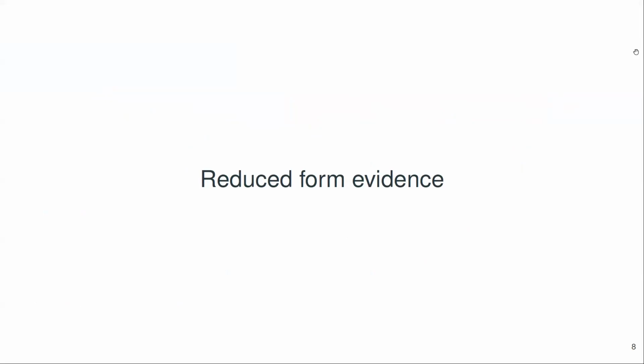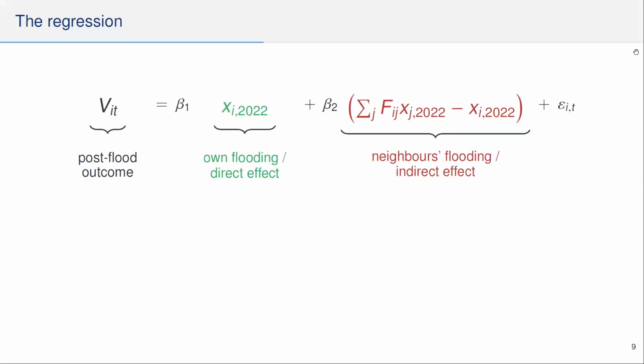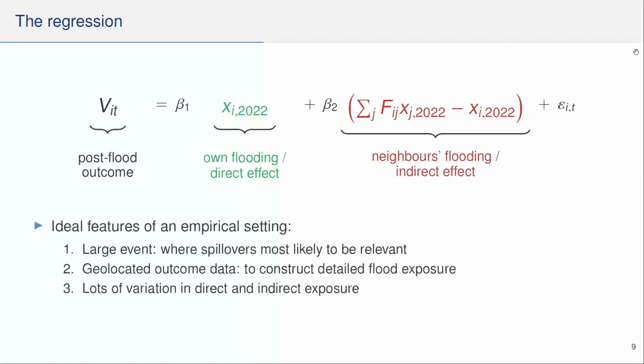What I'm going to do is I want to see if you run a regression of your own direct flood exposure and then the model-derived flood exposure, whether that matters for welfare over and above the direct flood measure. So that's exactly the regression I'm going to run. I'm going to take some outcome in my data after the flood. I'm going to do a direct horse race of the own flooding and the indirect effect.